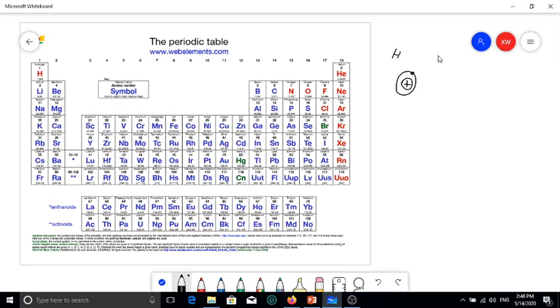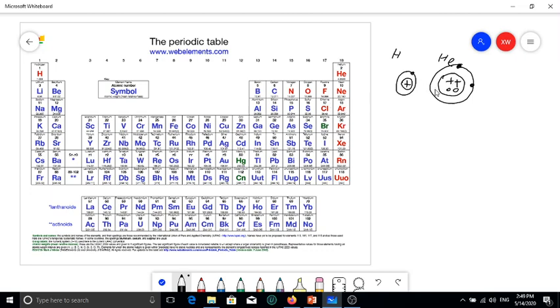For helium, you would have two protons and two neutrons, and on the outside orbit you would have two electrons. So this is the atomic diagram of helium. Basically, the atomic diagram shows you the atomic structure of the specific elements.